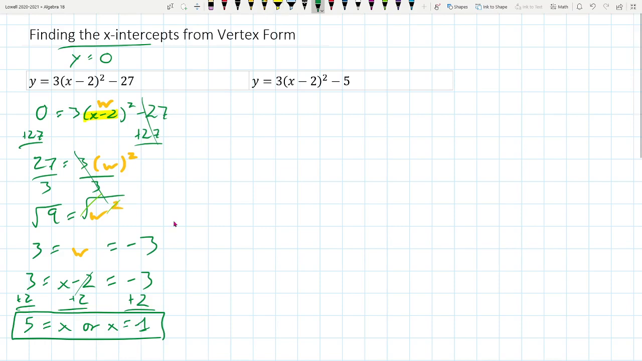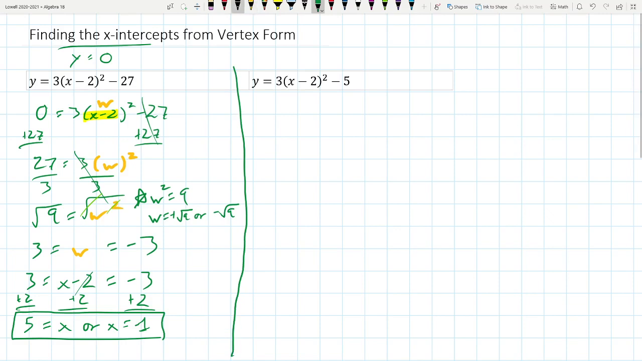The key takeaway is that if w squared is equal to 9, then w itself could be the positive square root of 9 or the negative square root of 9, that is, 3 or negative 3. We're going to want to hang on to that.